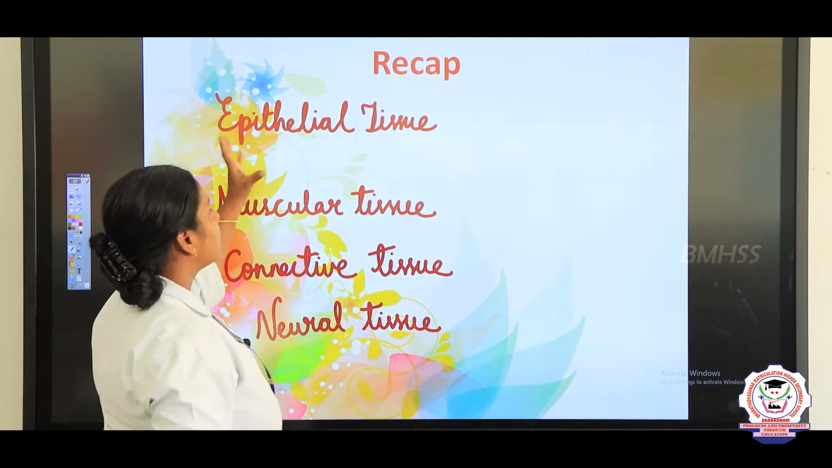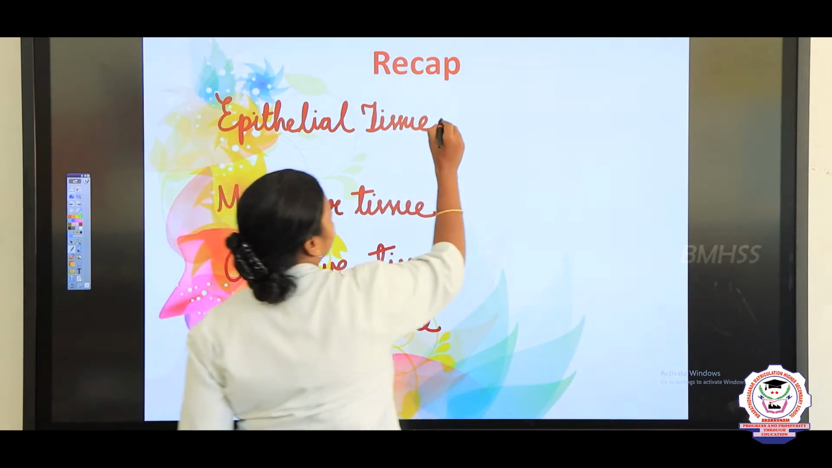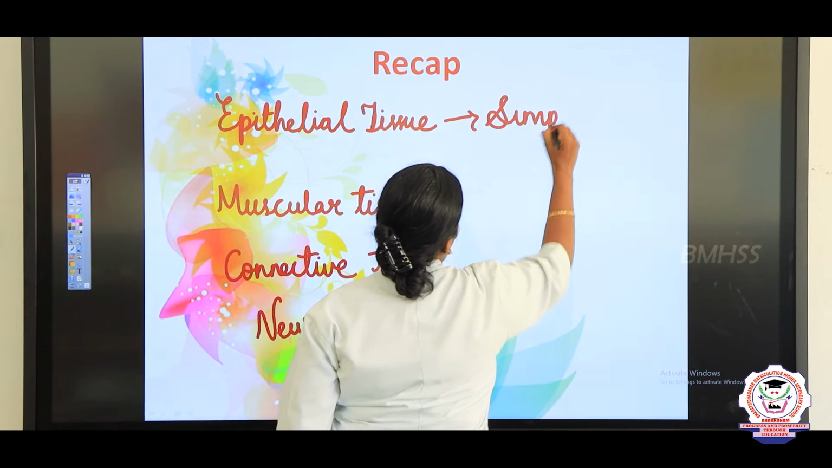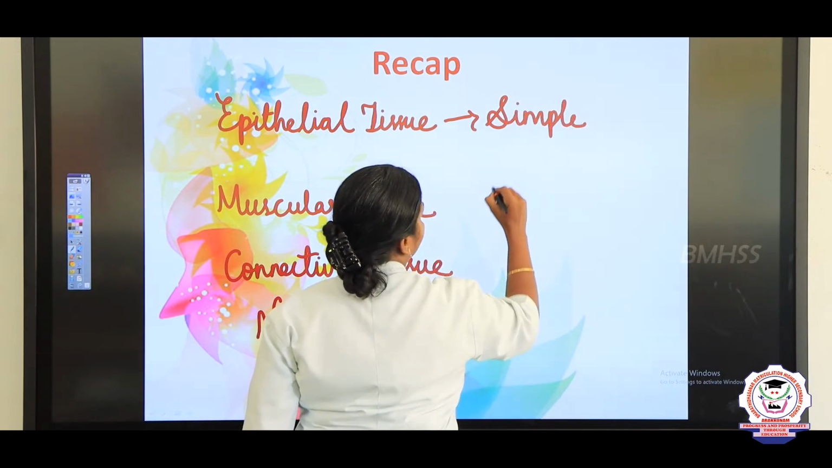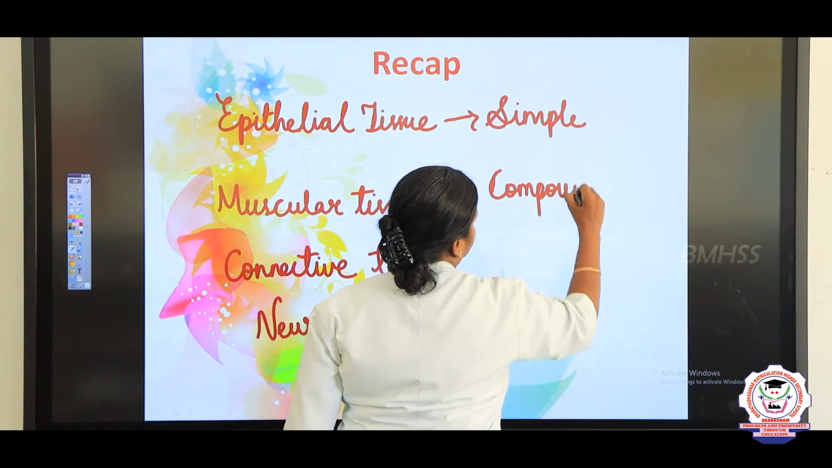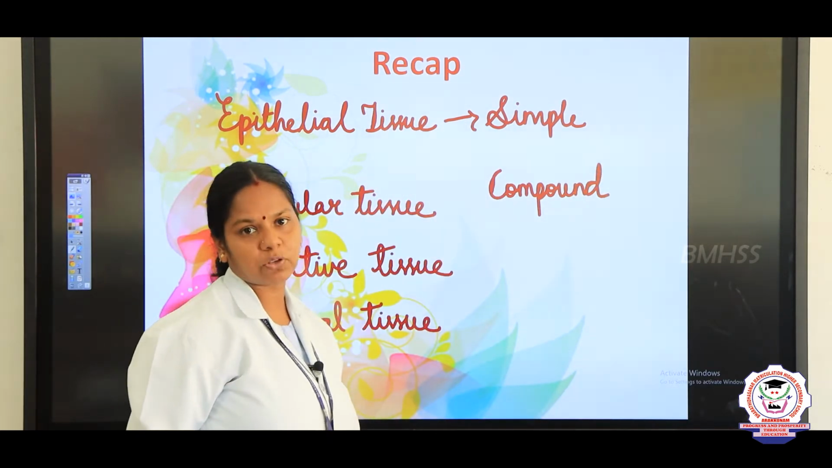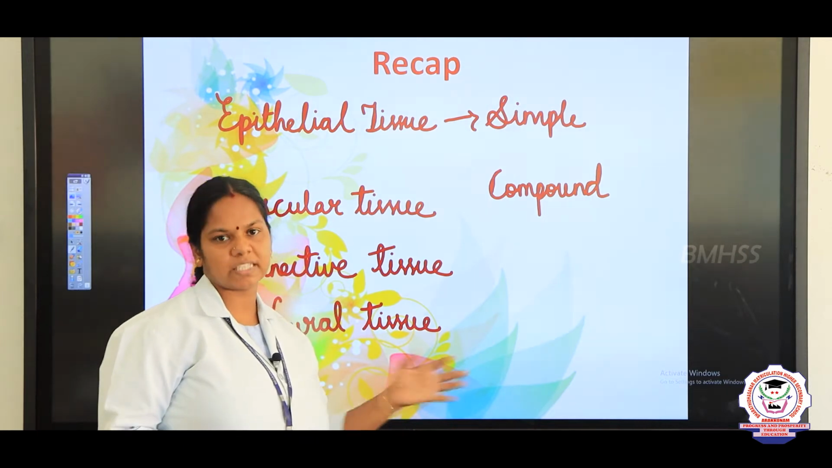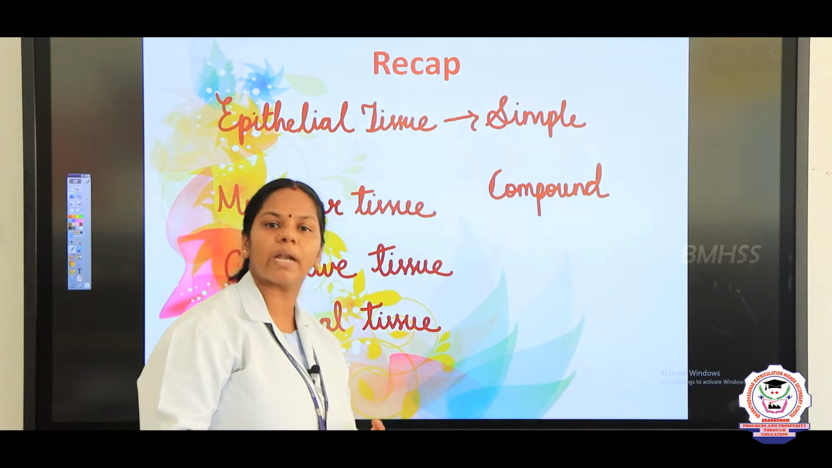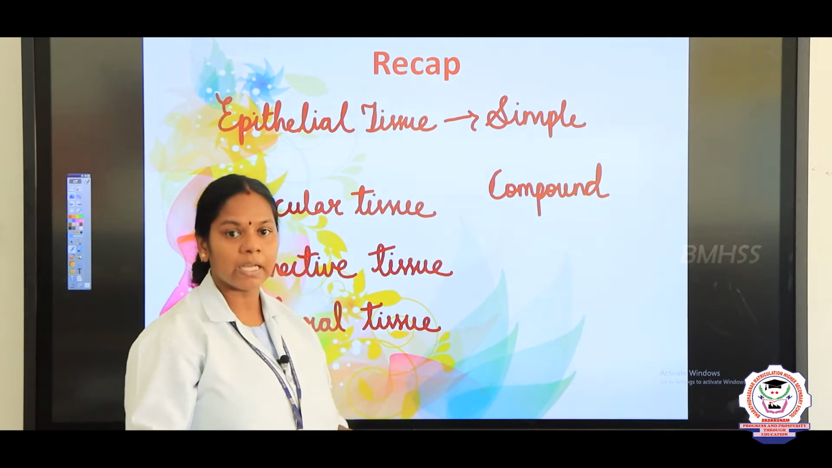And next we discussed what are all the types of epithelial tissues. There are 2 types. First one is simple and the second one is compound. And we discussed the types of simple epithelial tissues such as squamous epithelium, columnar epithelium, cuboidal epithelium, ciliated epithelium and pseudo-stratified epithelium.